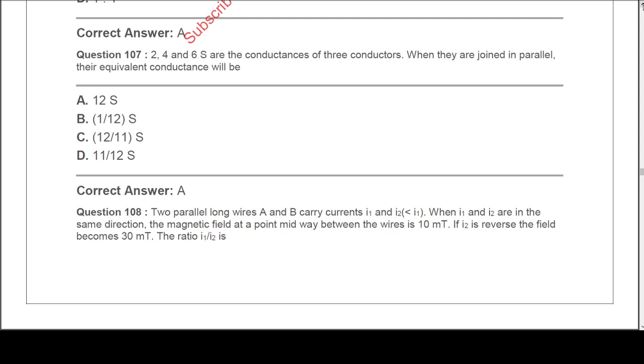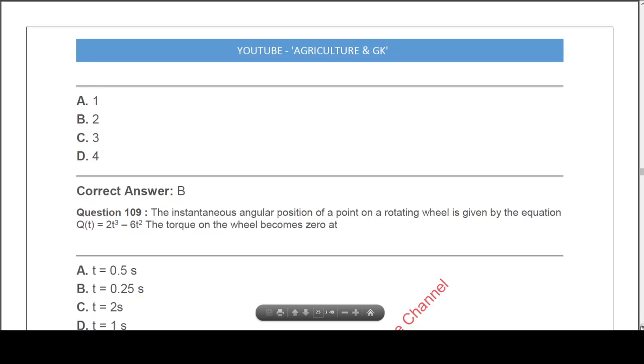Two parallel long wires A and B carry currents I1 and I2. When I1 and I2 are in the same direction, the magnetic field at a point midway between the wires is 10 millitesla. I think magnetic field will be measured in Tesla. If I2 is reversed, the field becomes 30 millitesla, the ratio of I1 and I2 is option B, 2.